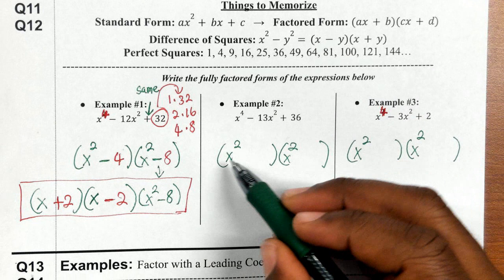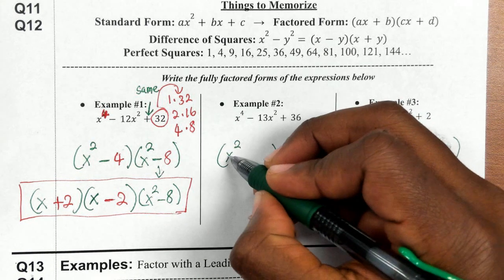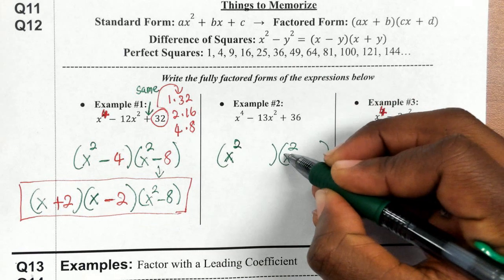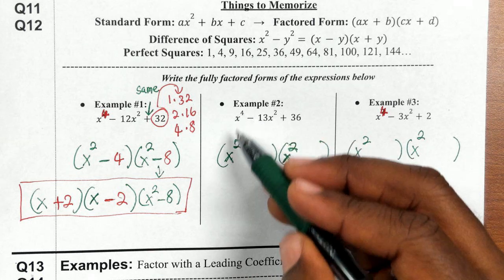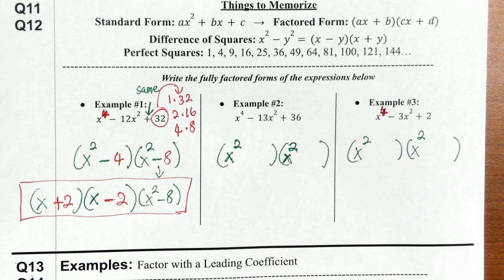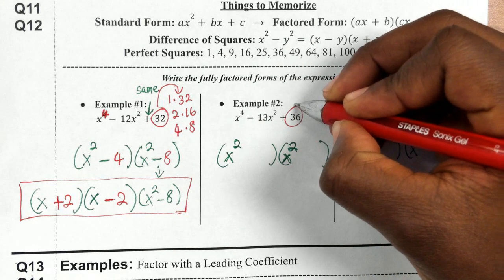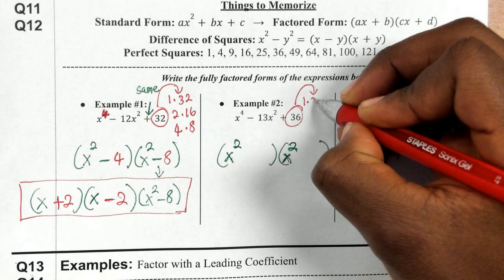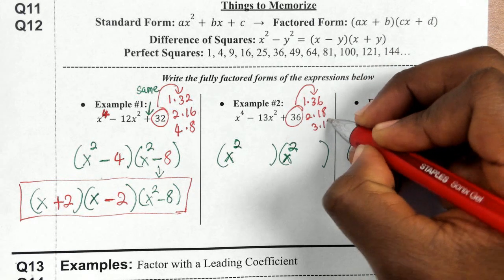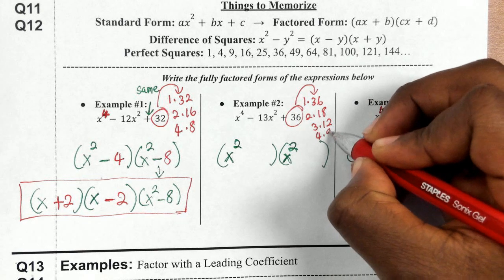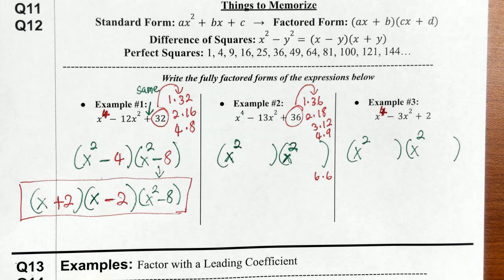Alright, and again, factor form is two pairs of parentheses. To get an x to the fourth power, we need two sets of x squared, not x's, because we need x to the fourth power, not x squared. Now I need to figure out what are all the numbers that multiply together to give me 36. Those numbers are 1 and 36, 2 and 18, 3 and 12, 4 and 9, 6 and 6. And those are all the pairs.